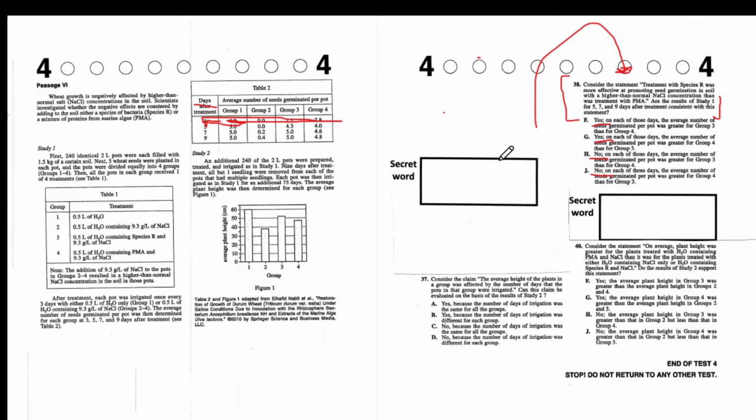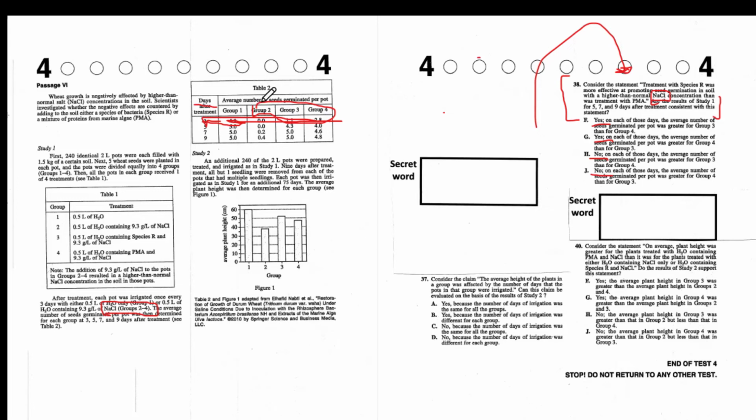Now we come back over here and let's read the top part. The top part says, consider the statement, treatment of species R was more effective at promoting seed germination with higher levels of NaCl than PMA. Right away, this is a Yikes problem, and you see that we're looking for NaCl in the text. You come over here, NaCl is here, and it tells you that NaCl is only in groups 2 through 4. So we go, where are the groups? Here are the groups right here, 2 through 4.